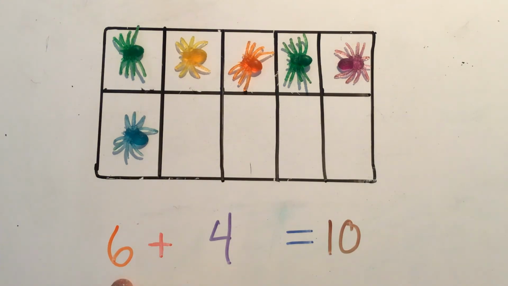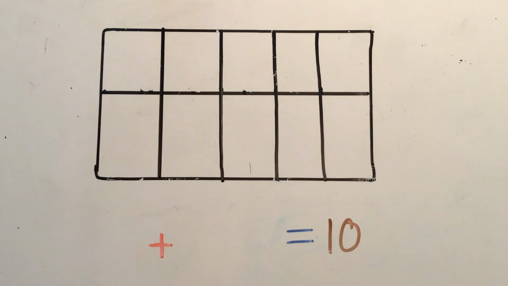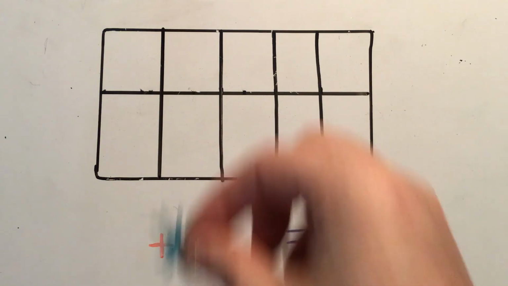So I have 6 spiders and then I'm going to add 4 more spiders and that will give me 10 spiders altogether. Wow, these number partners seem familiar. I think the last time we did that and had these number partners 6 and 4, the 4 was here and the 6 was here. We've done the number 1, the number 2, the number 3, the number 4, the number 5, the number 6. So it's time to try the number 7.